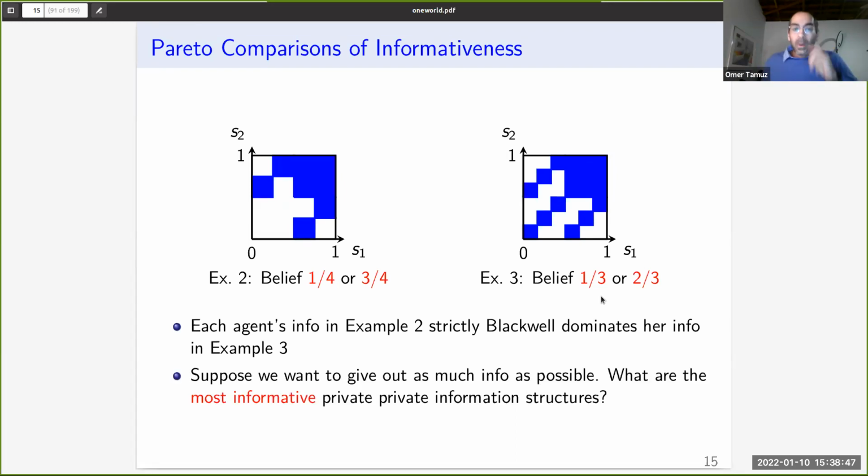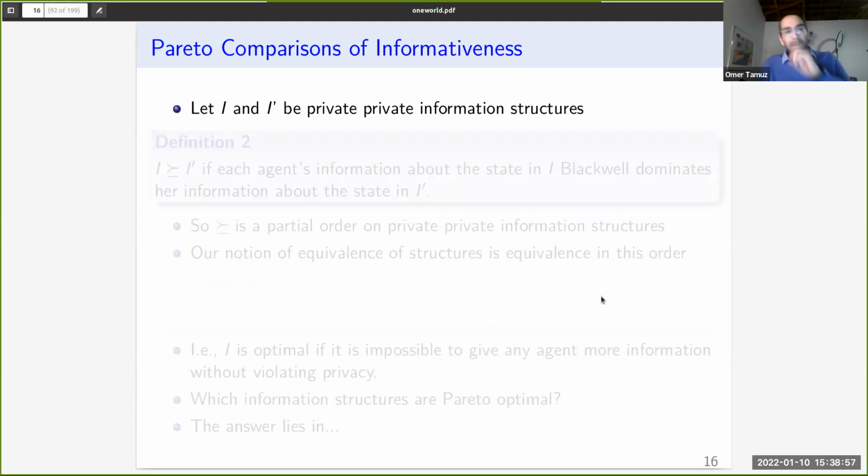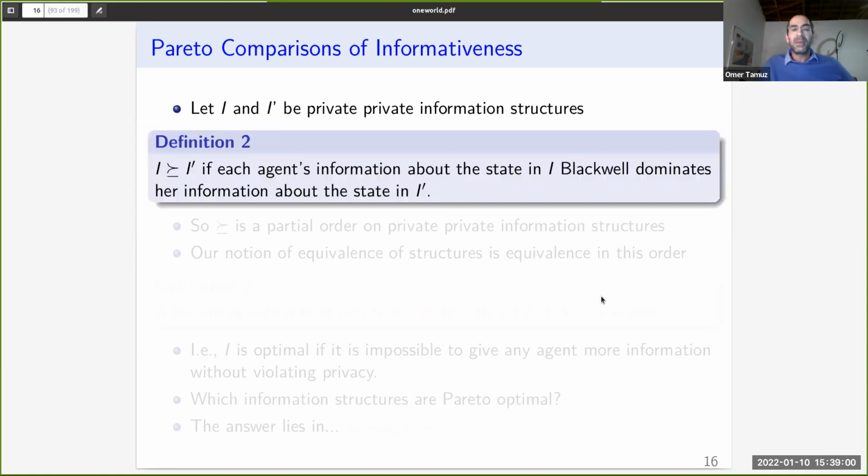And what we're going to ask is, what are the most informative private-private information structures, the ones that give us as much information as possible in this Blackwell sense? So what do I mean? I'm going to look at two private-private information structures, I and I prime, and I'm going to say that I dominates I prime if each agent's information about the state in the structure I Blackwell dominates their information about the state in I prime. So I have this order on one-agent information structures. I'm going to extend it to an order on two-agent information structures in the usual way, by asking that both of the agents' signals in one structure Blackwell dominate those in the other structure.